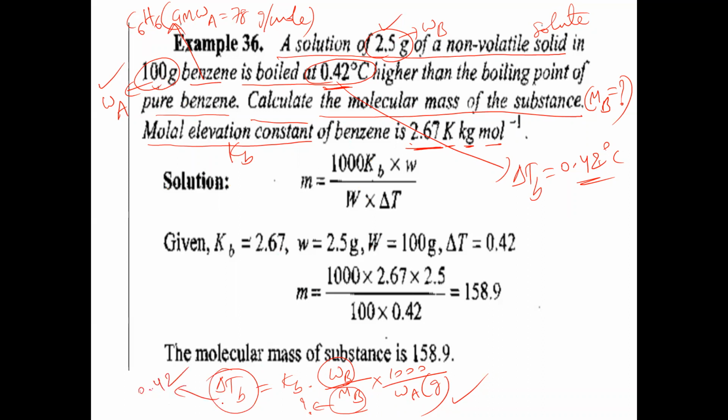Delta TB value is 0.42. Kb value is already given, 2.67. Kb value, delta TB, WB, and WA are given. Then we are asked to calculate MB, the gram molecular weight of solute. So that we get here 158.9 grams per mole.